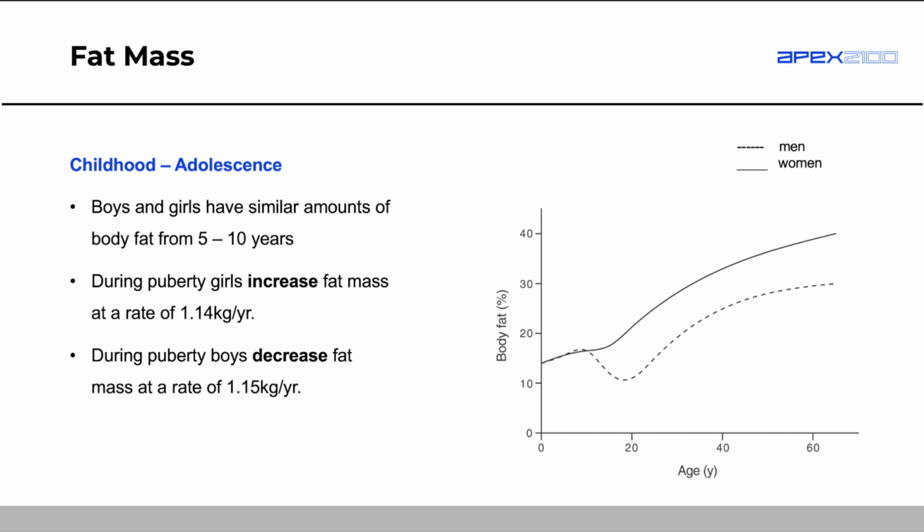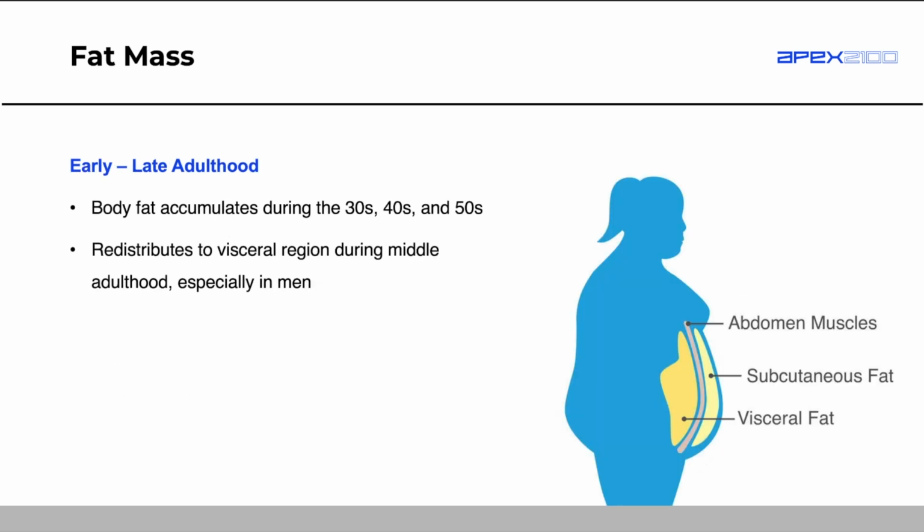Boys, your fat mass decreases by around the same amount per year. So you can see in the graph that the boys, the dotted line, actually has this decrease from about 10 years old to 20 years old. Now, there's a few different reasons for that, mainly being that at puberty, boys have a rise in testosterone, and testosterone helps to metabolize fat. And girls are going to gain fat again for reproductive purposes.